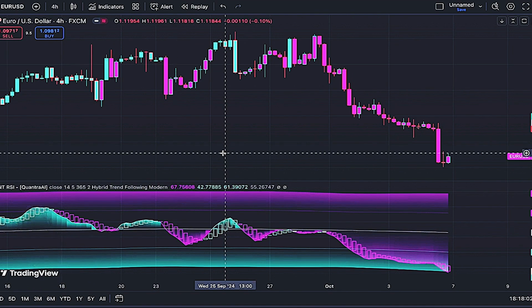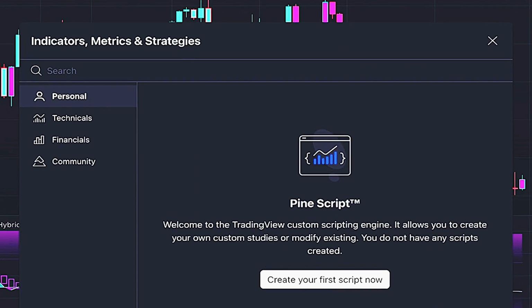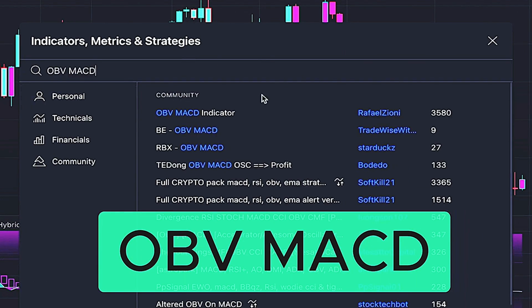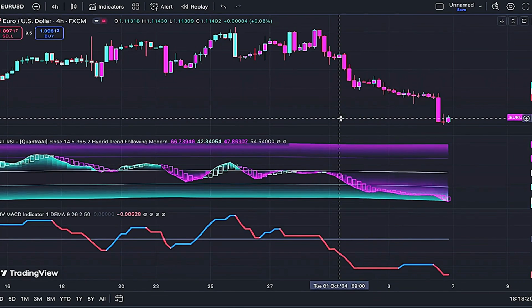Before we go to the next category, I would like to introduce one more indicator for the momentum category, which is OBV MACD. This one, which is written by Rafael Zioni. As you know, MACD is also one of the popular indicators, and many traders use it in their trading strategy for evaluating momentum changes in the market.